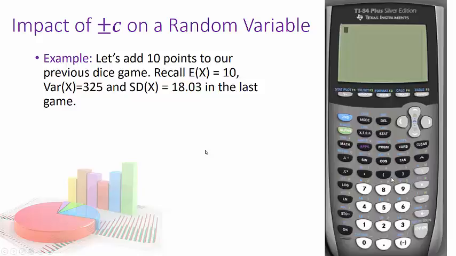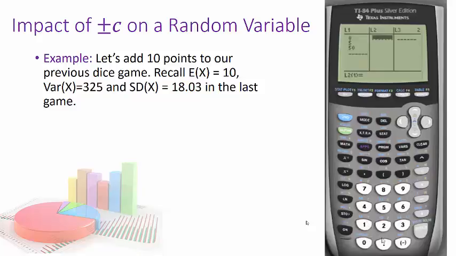So first of all, let's add 10 points to our previous dice game, the one where it was 0, 5, or 50. Recall that our expected value was 10, our variance was 325, and the standard deviation was 18.03. So basically what I'm going to do is add to the list. I have to put in my first list. So we need 0, 5, 50.